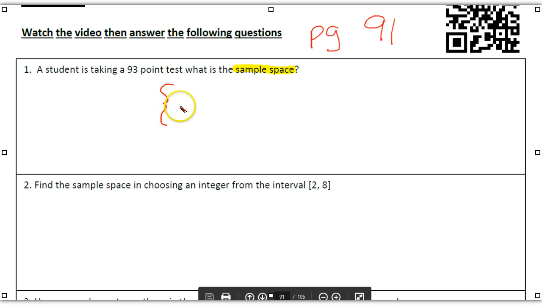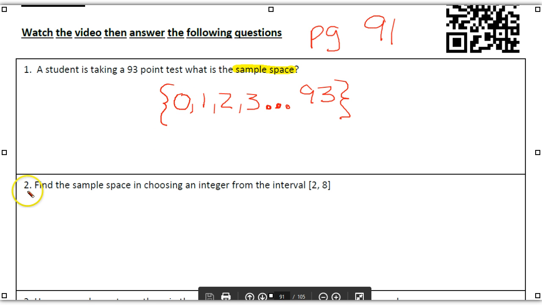So theoretically, you can have none, and then 1, 2, 3, and you could use your ellipsis to go up to 93. So there would be 94 items, 0 being the possibility of having none.